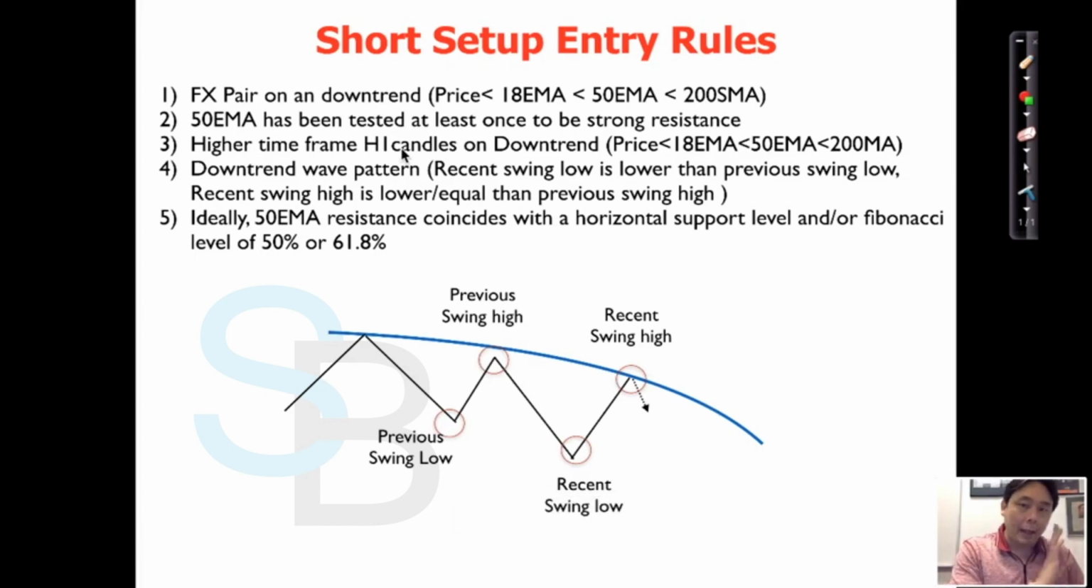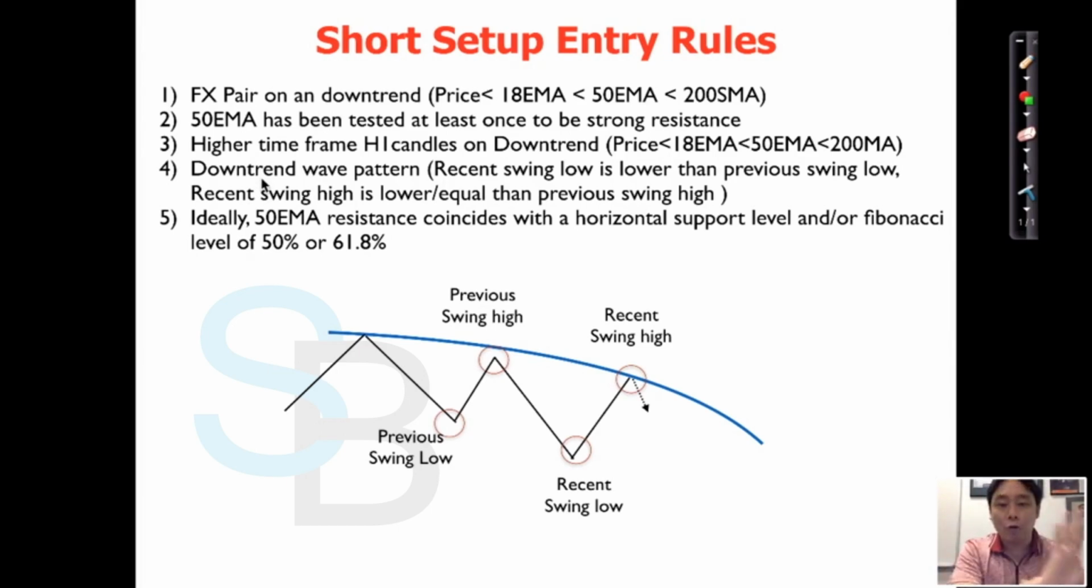All right. So the next thing is to look at the higher time frame once again. Once you look at the 50-minute candles, go to the hourly candles. Hourly candles must also show a downtrend. Again, price below 18, 18 below 50, 50 below 200 moving average. And as per the long setup, for the short setup, we also want to see a wave pattern. This time, we want to see a downtrend wave pattern.